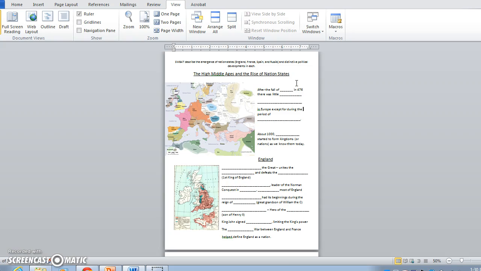If you look at the map on your paper, you can see we've got a whole bunch of different kingdoms here. Many of those will be joined together to form the countries we have today.